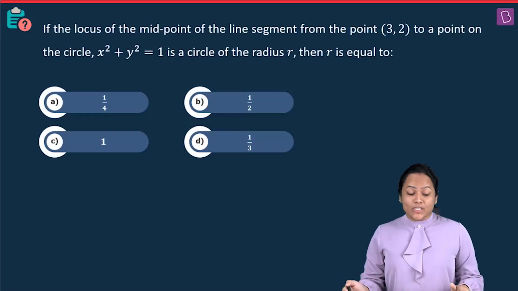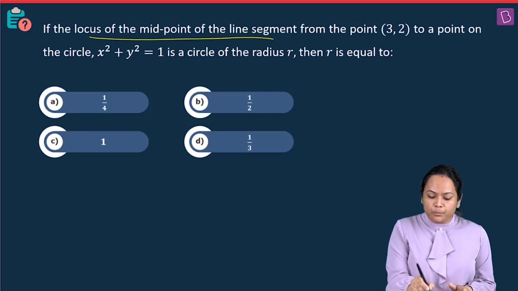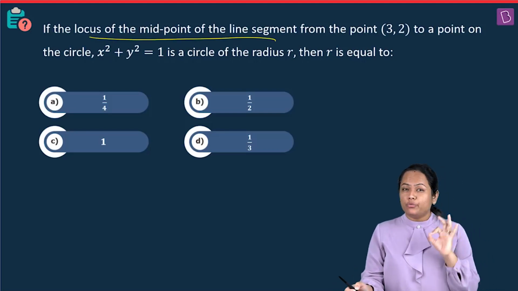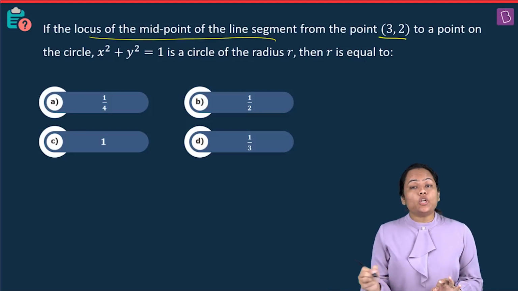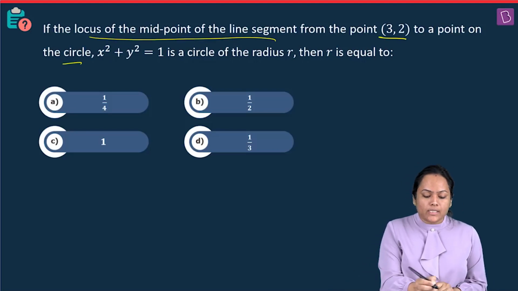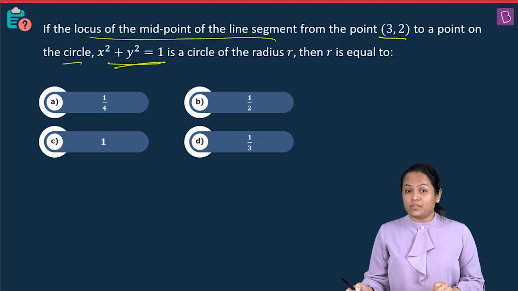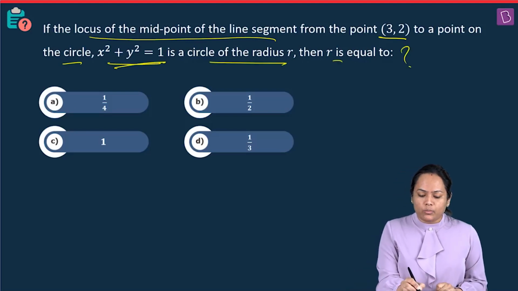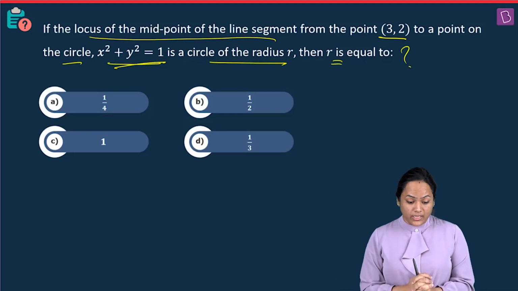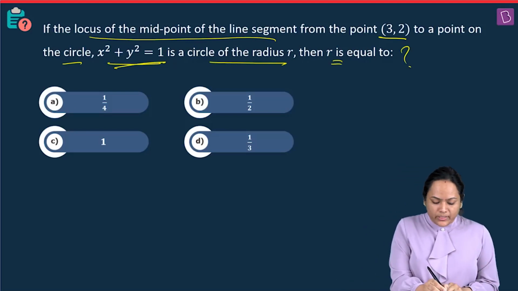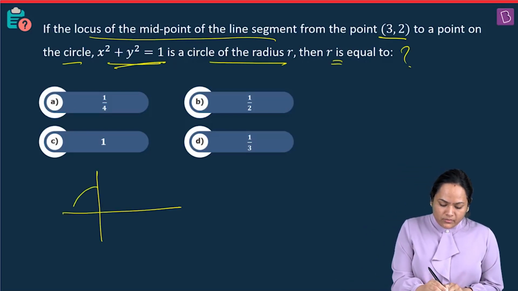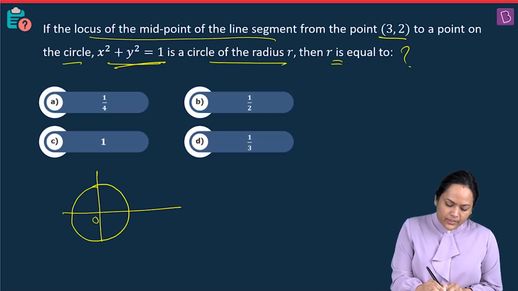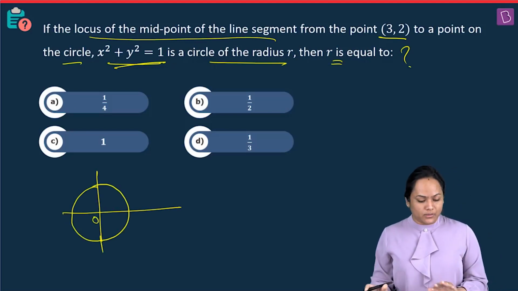Well, this question says if locus of midpoint of line segment from point 3, 2 to a point on the circle x square plus y square is equal to 1 is a circle of radius r, then what is the value of r? Okay. So, first of all, let's quickly plot the given circle. X square plus y square is equal to 1 is a circle having origin as the center, radius is 1.